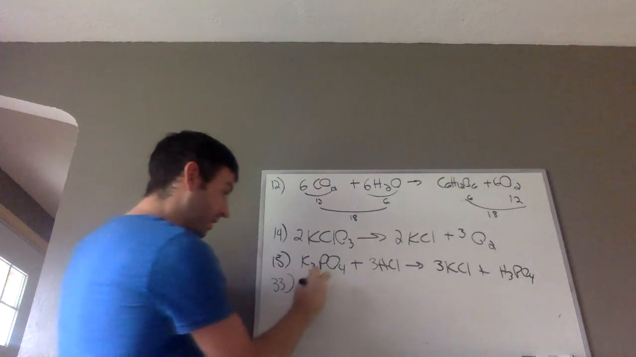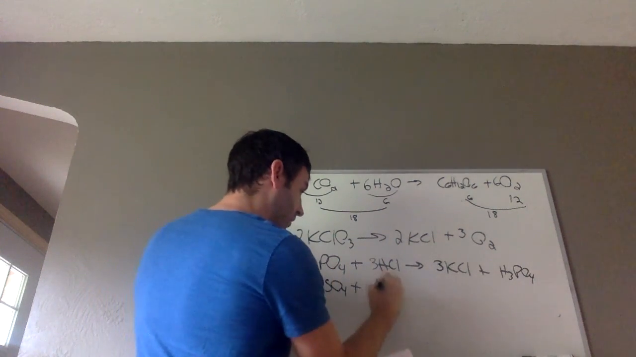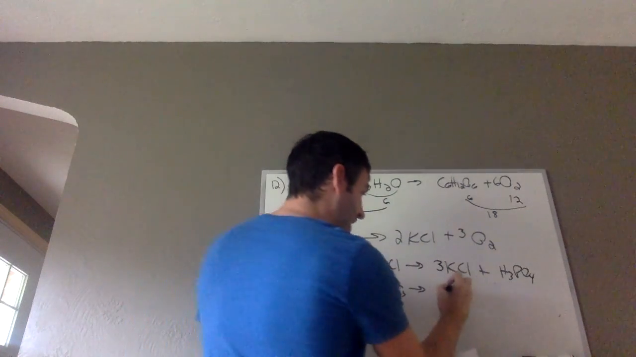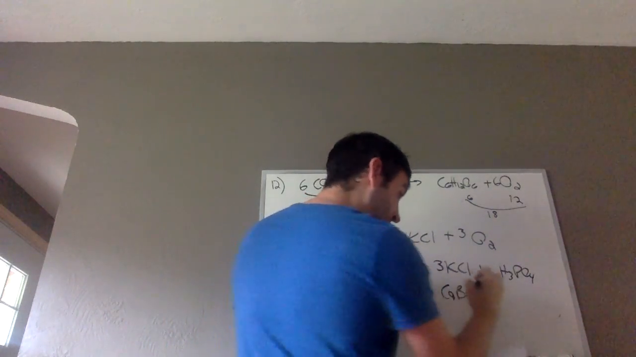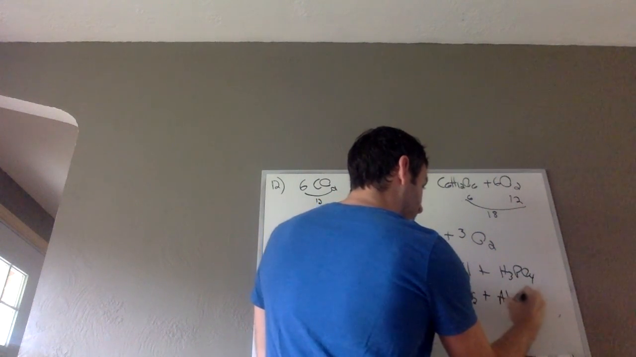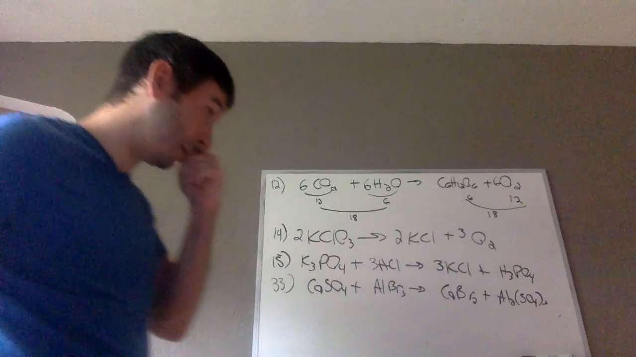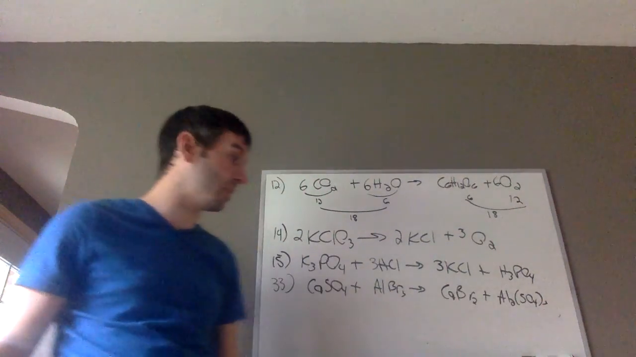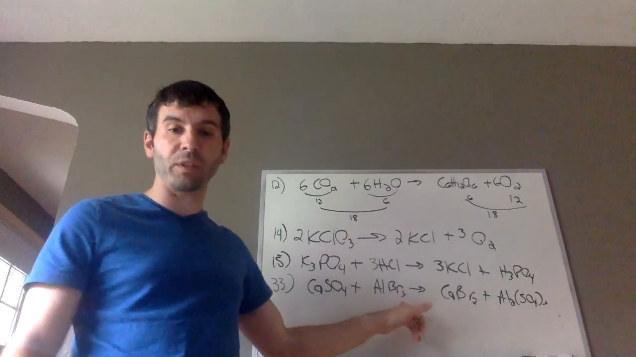Number 33. So calcium sulfate reacts with aluminum bromide to produce calcium bromide and aluminum sulfate. Okay, so this one's a little bit different and difficult because it's got the parentheses over there. Okay, so I don't know. There's not always one starting point.